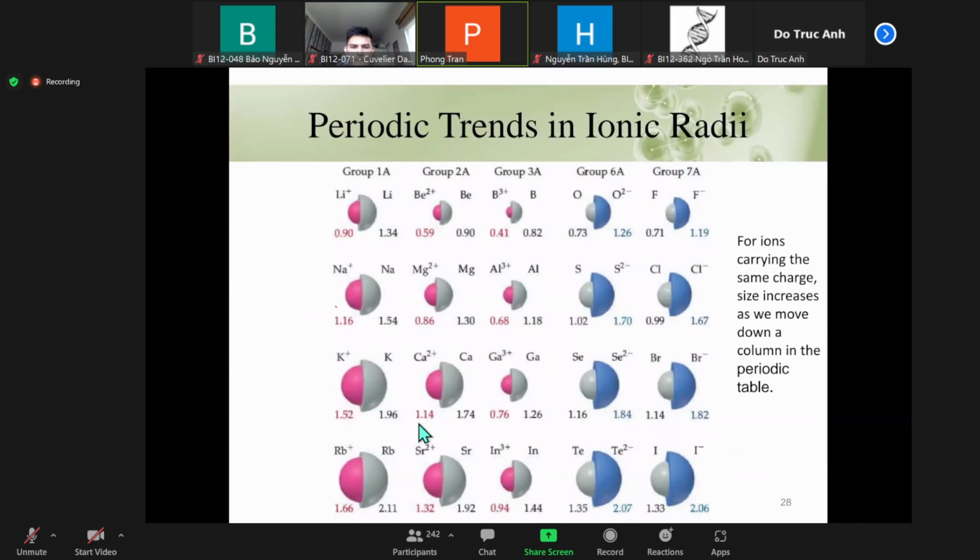So here, let me summarize a little bit the change of ionic radius. You will see that when you go from the top of the column down to the bottom of the column, the size increases because you add one more layer. The same for the anion. And when you get the cation, the size will decrease. When you add electrons to become an anion, the anion size will be larger than the parent atom.